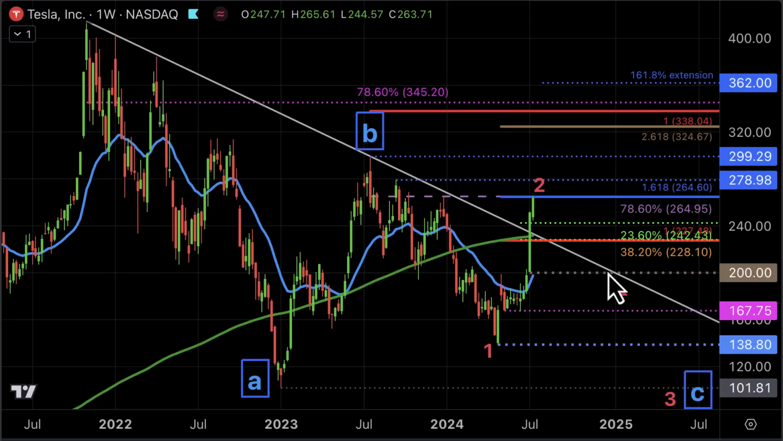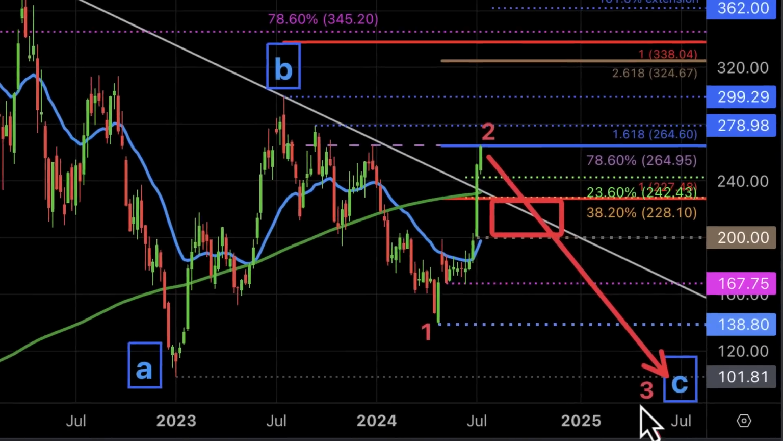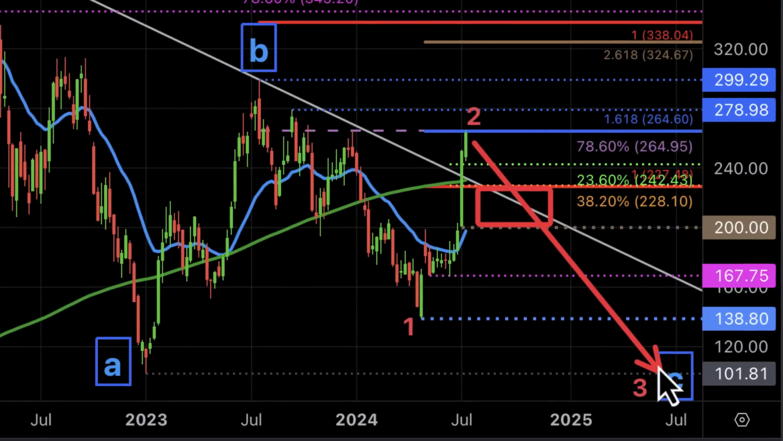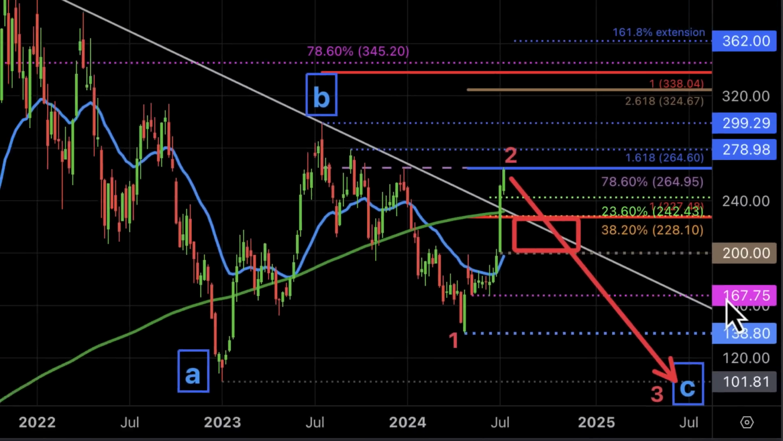So if the next pullback does not hold, if the next pullback on Tesla does not hold 228 and 200, then very likely we could be heading to the third wave, the C wave, about the 100 levels in the next several months by the end of this year.